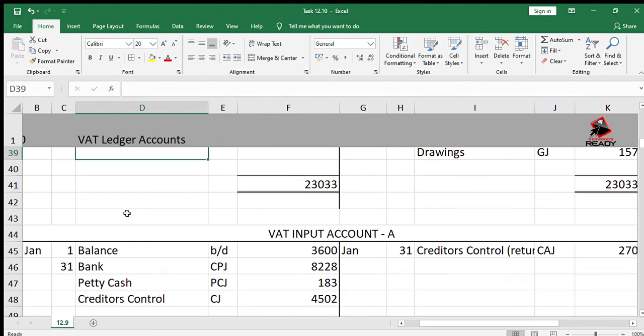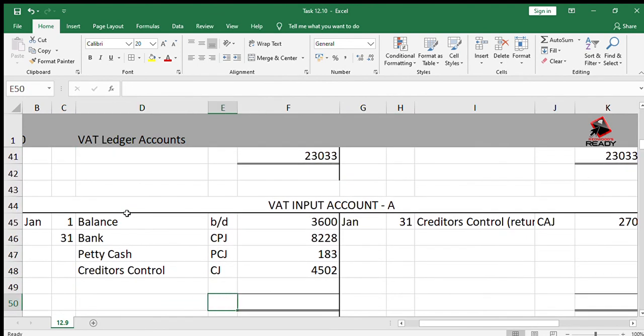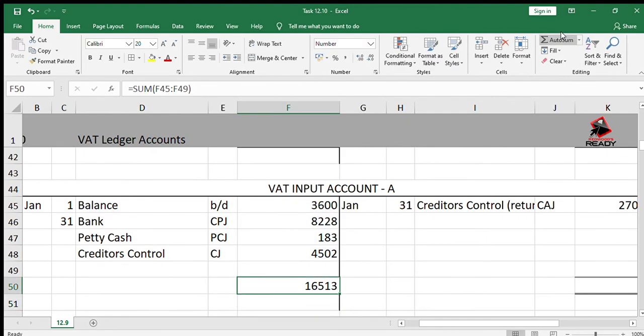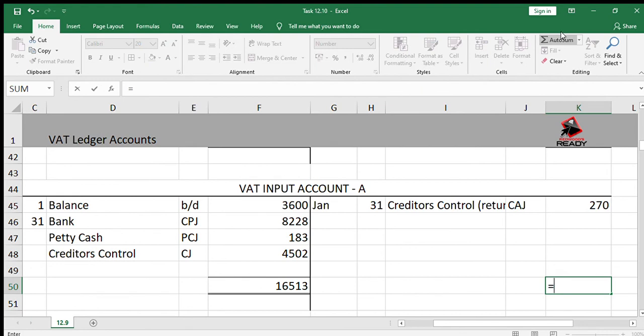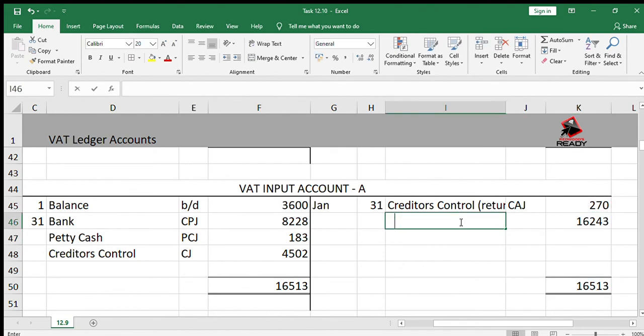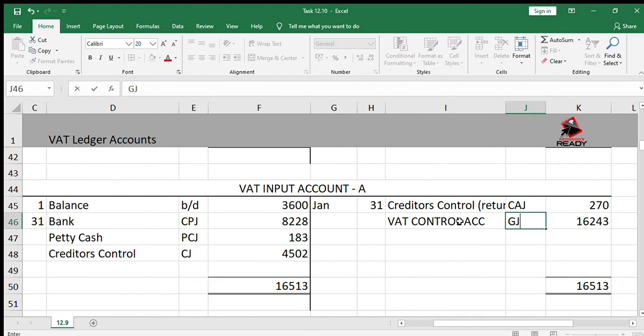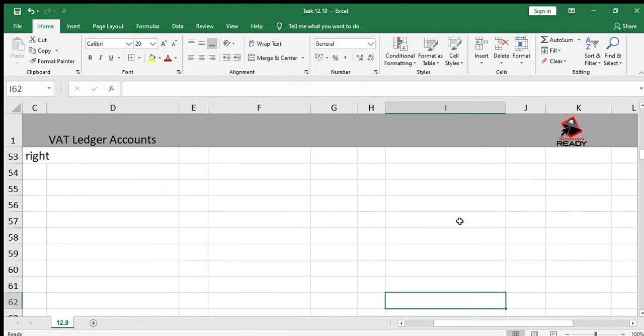Okay, and then we're going to go to the VAT input account and do the same thing. Here we're going to total the debit side first and put that answer in on both sides, and work out the difference. And this difference will go to the VAT control account in the GJ. So 16,243 on the debit side.